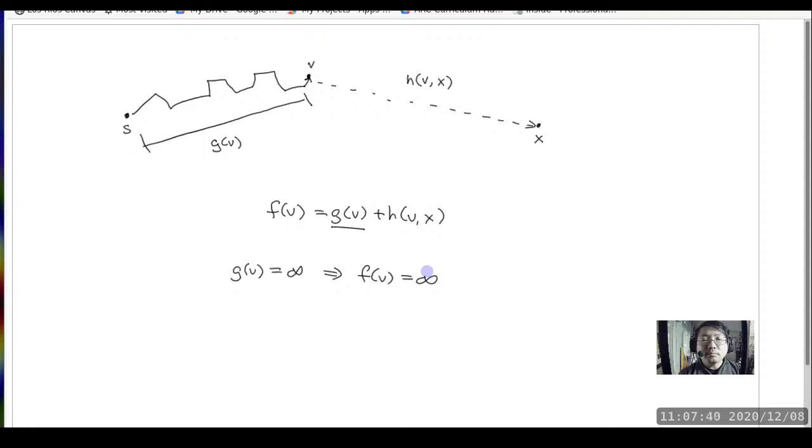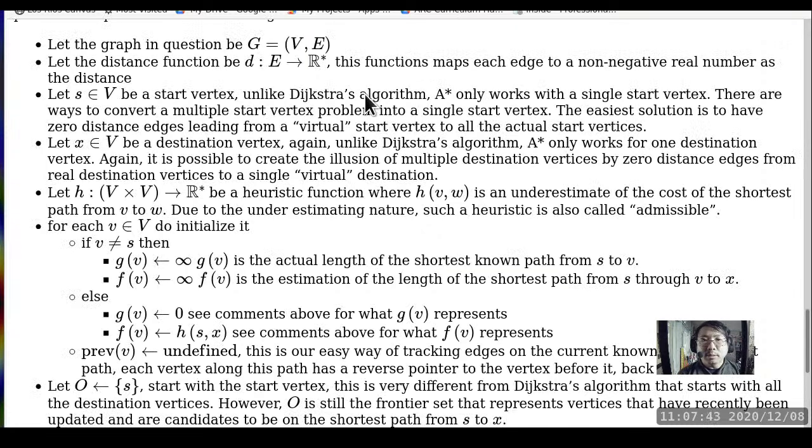Okay, so now we get back to the module. So the way we initialize is really quite simple, other than the starting point. So the starting point is the only one that has a G of V of 0, which kind of makes sense, right? Because G of S is asking what is the length of the shortest path from the starting point to the starting point. That's kind of a stupid question, right? Because that path, so-called path, has 0 edges, and as a result, it also has a distance, a length of 0. Okay, the path has a length of 0.